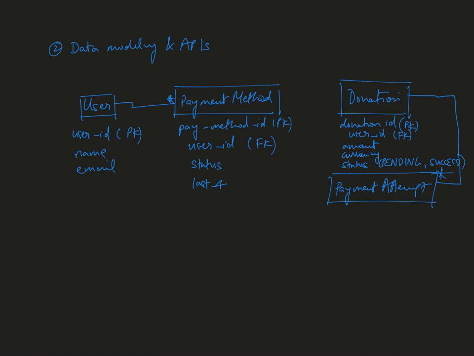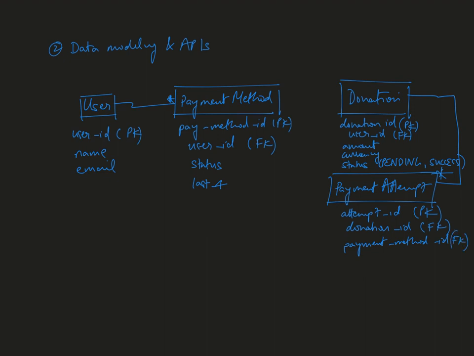Okay, the payment attempt is also quite interesting. So you have the attempt ID, which is going to be the primary key here. And then you have a donation ID, right? This is going to link a payment attempt to a donation. And it's probably also important to have the payment method ID here. And this again is going to be the foreign key.